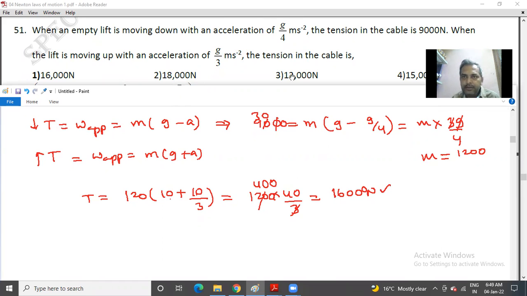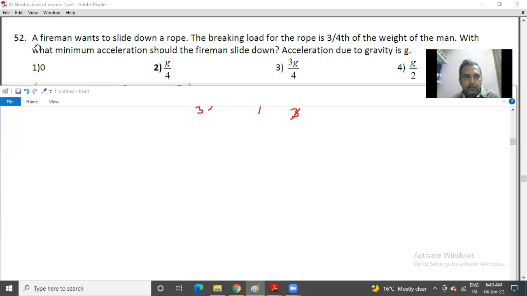We'll continue with the next question. A fireman wants to slide down a rope. The braking load for the rope is 3/4 of the weight of the man. With what minimum acceleration should the fireman slide down? So take acceleration due to gravity as g.